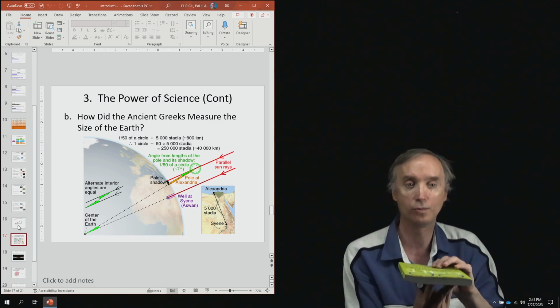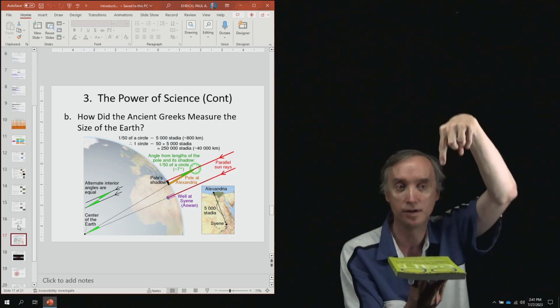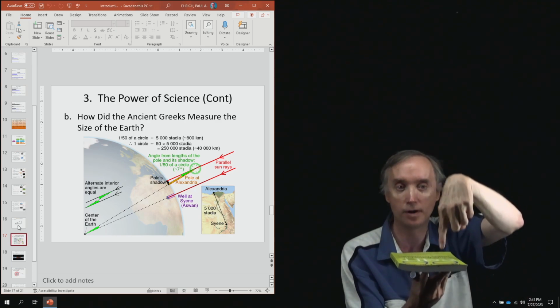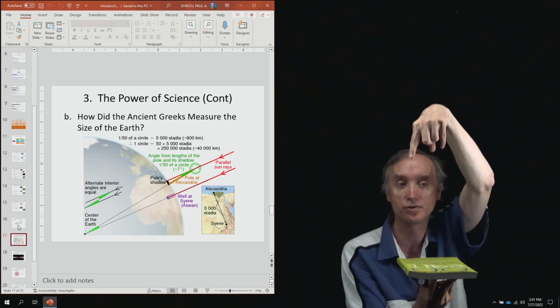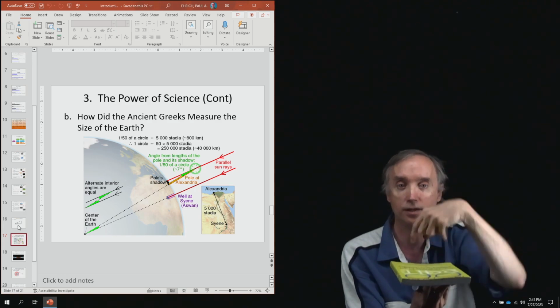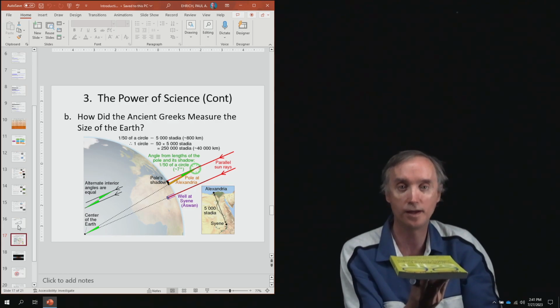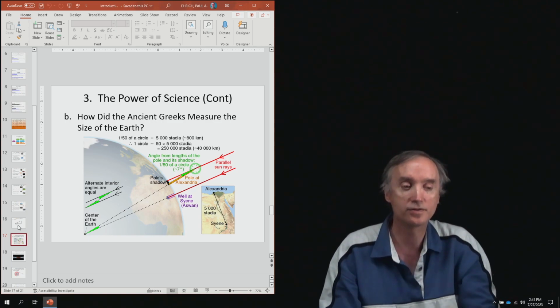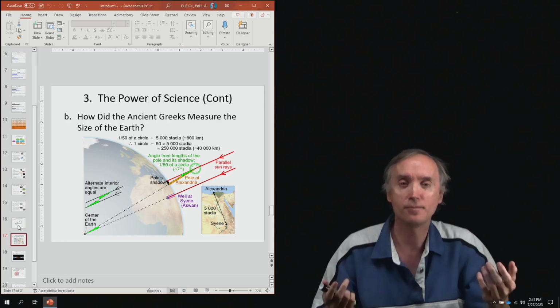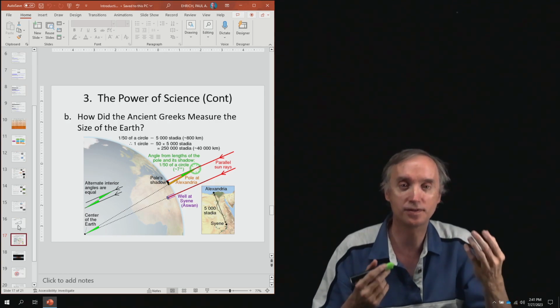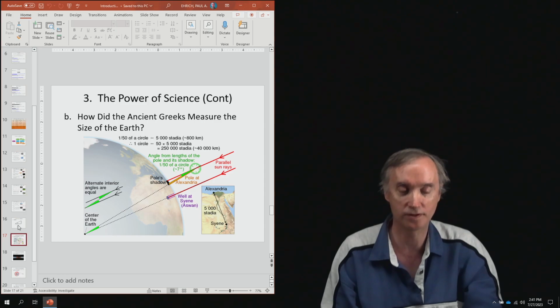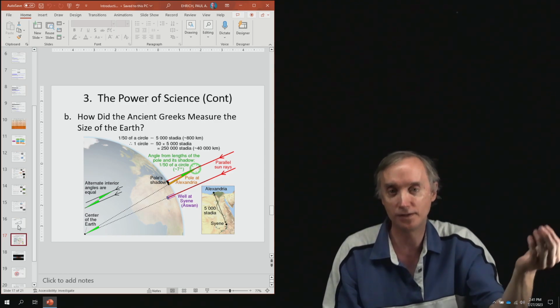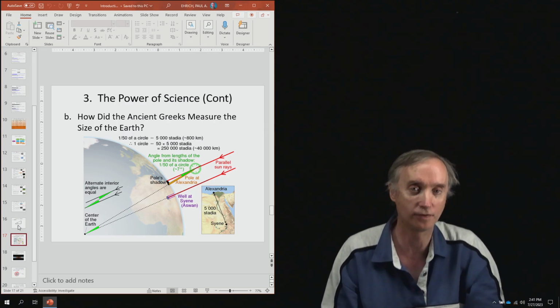Because if the Earth was flat, then sunlight should go down to the bottom of the well in Cyrene, and it should go to the bottom of the well in Alexandria. Unless, of course, the Earth is curved. And so, to me, that is a scientific achievement in and of itself, being able to prove that the Earth is curved based on the way that the light was going down different wells.